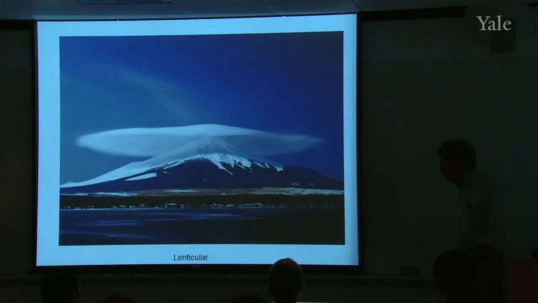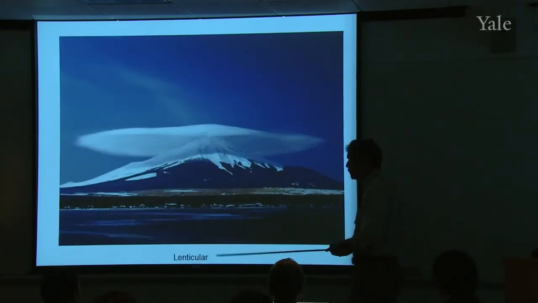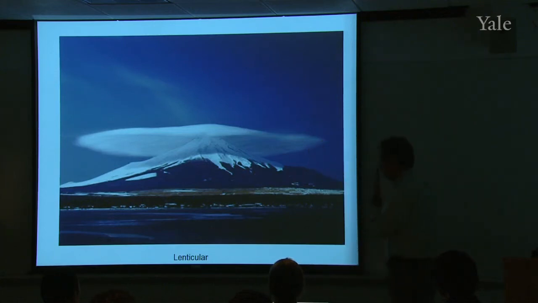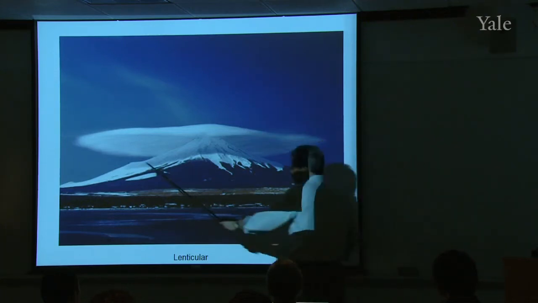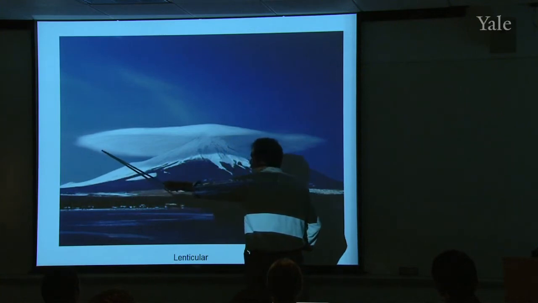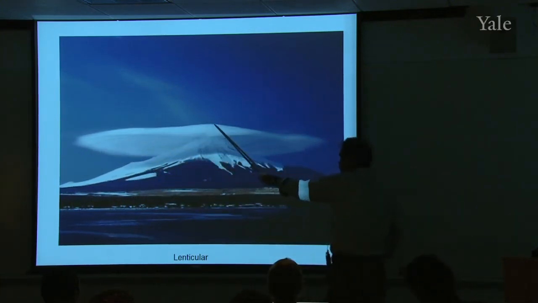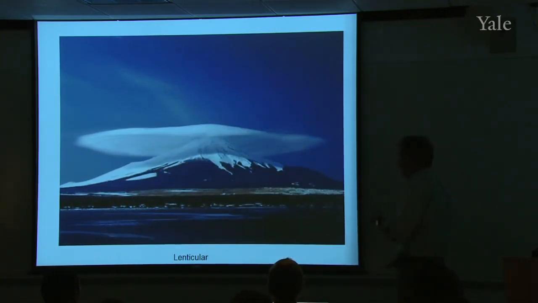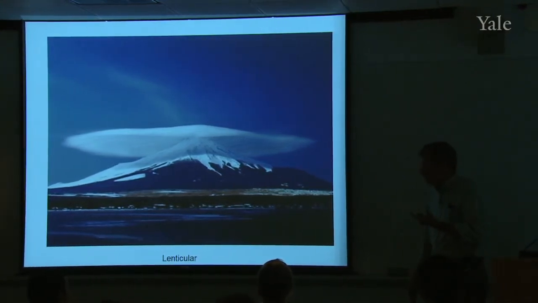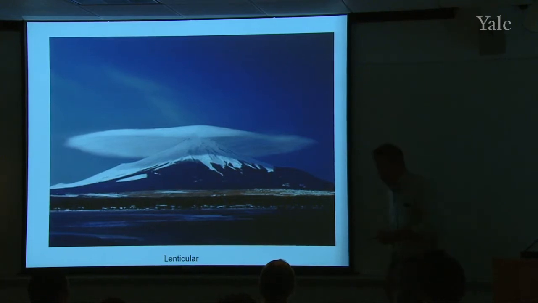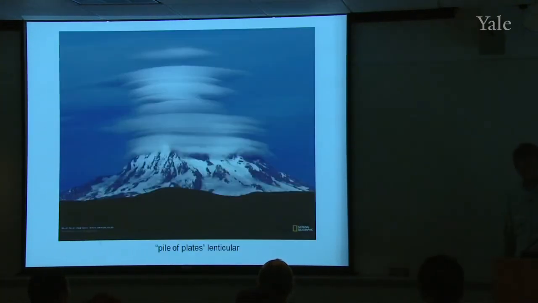Here's one over Mount Fuji, lenticular cloud, and sometimes it's even hard to know which way the air is blowing. I think the air is from left to right here. It's rising, a cloud is forming. Then when the air descends, that condensed water evaporates again, and the parcel goes back to just clear air, water vapor only, no condensed water. These occur in a variety of different configurations. I like this one. This is called the pile of plates lenticular.